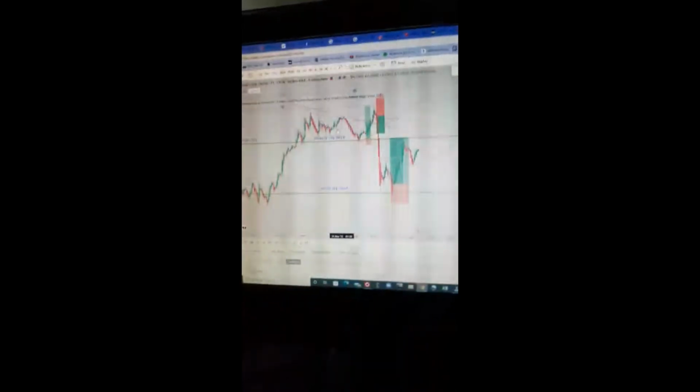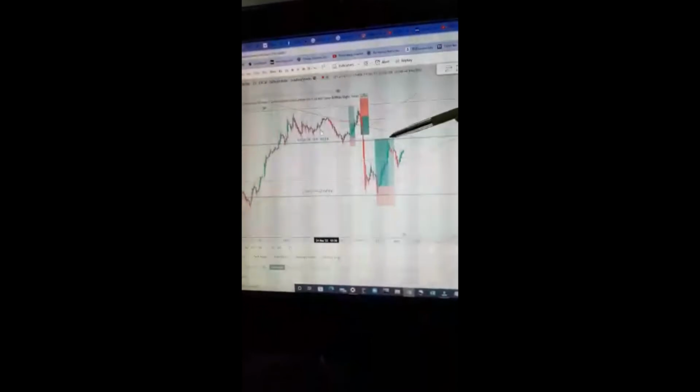Now we've come back again to check it, and we're seeing that it has touched the take profit. Now what am I doing? What am I expecting next? The market has tested here again. This is the first touch.